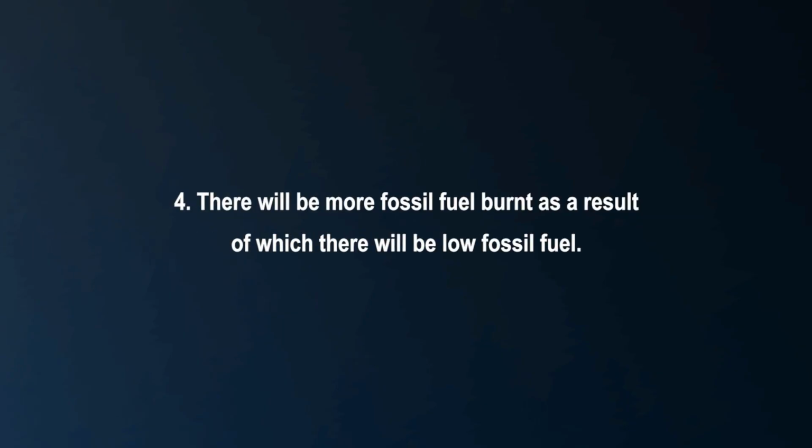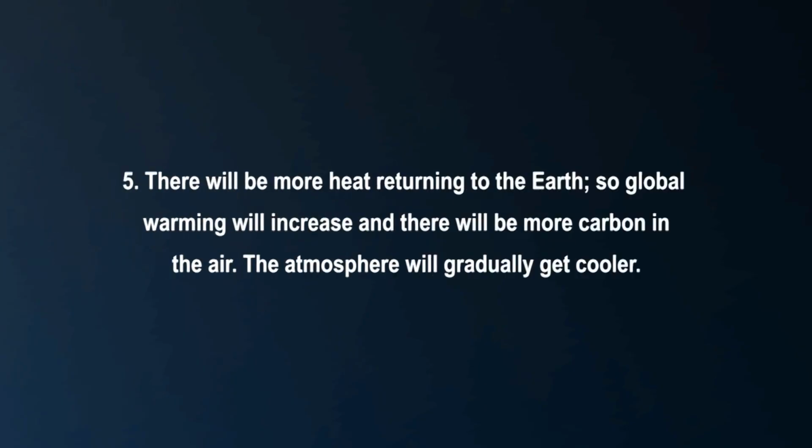At the same time, there will be more fossil fuel burnt, as a result of which there will be low fossil fuel. At the same time, there will be more heat returning to the earth, so global warming will increase, and there will be more carbon in the air, as I have already stated, and the atmosphere gradually will get cooler. So the environment becomes erratic, and this erratic nature of the environment will result in variable heat escaping to space. So sometimes when it is summer, we will not always feel summer, there might be some cold wave. Or sometimes during cold, there will be a heat wave. So this type of erratic behavior is nothing but an indication of pollution created by human society.